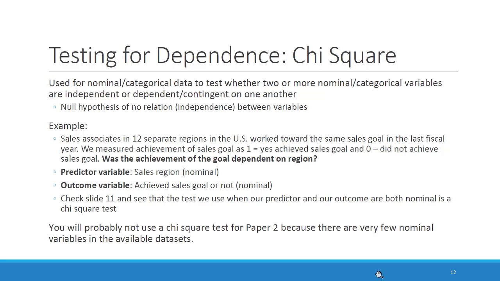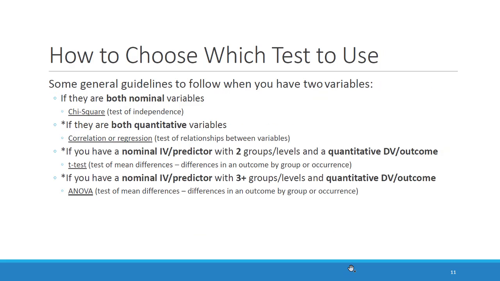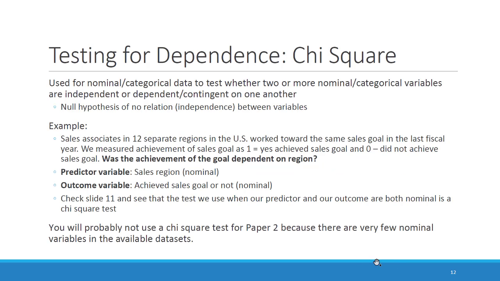So we can go back to slide 11 and see that the test that we use when our predictor and our outcome variable are both nominal is the chi-square test, right? So I'm going back to slide 11. If they are both nominal variables, I'm picking a chi-square test. Okay. Just to note that you will probably not use a chi-square test for your paper because there are very few nominal variables in your data sets.